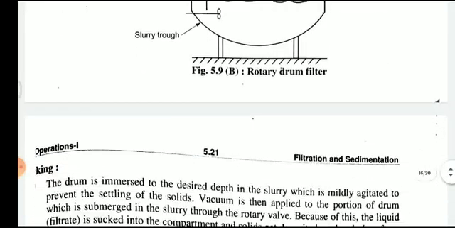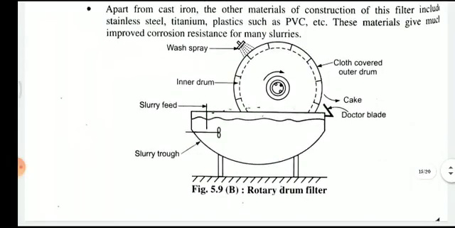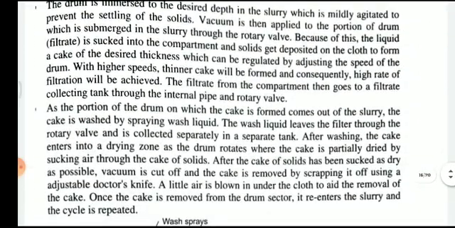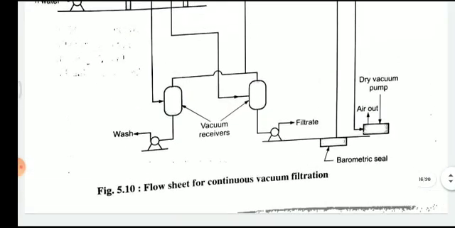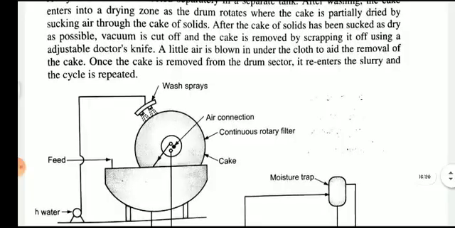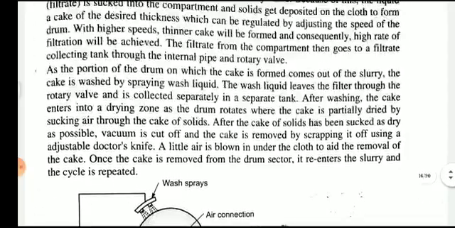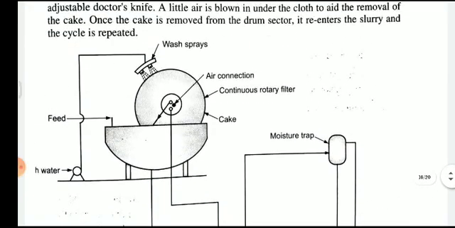So this is the working of the rotary drum filter. Here continuous operation is given, that is, continuous vacuum filtration. This one is also another theory. This one is a batch operation, and this one is continuous operation. Okay. So here is the hot water, or here is the feed.